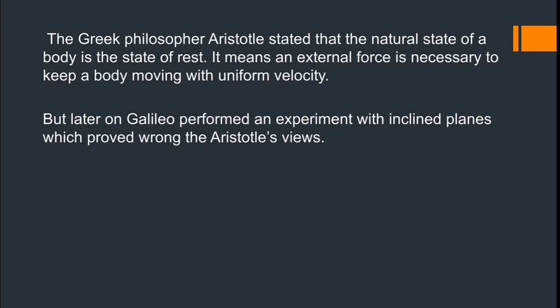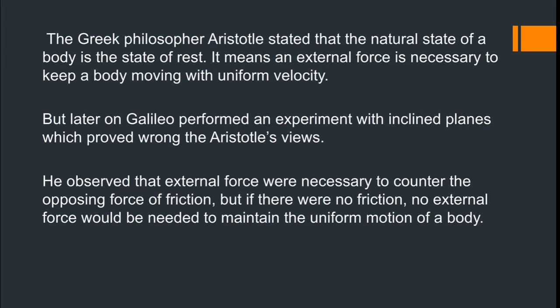But later on, Galileo performed an experiment with inclined planes which proved Aristotle's views wrong. While performing his experiment with inclined planes, Galileo observed that external forces were necessary to counter the opposing force of friction. But if there were no friction, no external force would be needed to maintain the uniform motion of a body. So now let us see the experiment which was performed by Galileo.